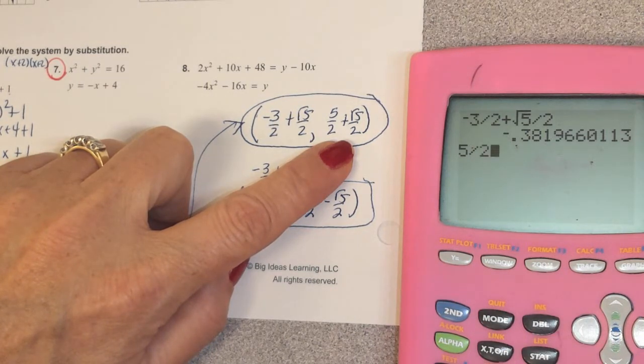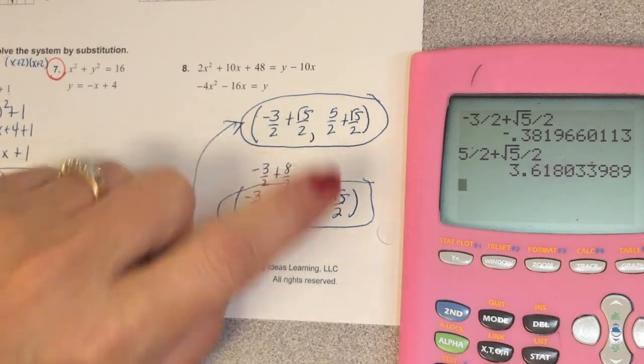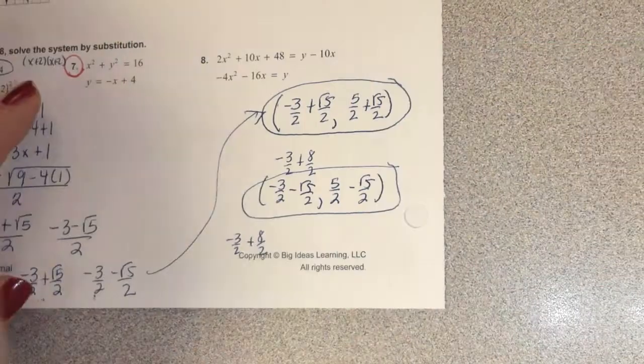5 halves plus radical 5 halves is 3.62. Perfect. Okay, so we know that's correct. All right, tough problem there. Let's get to an easier one.